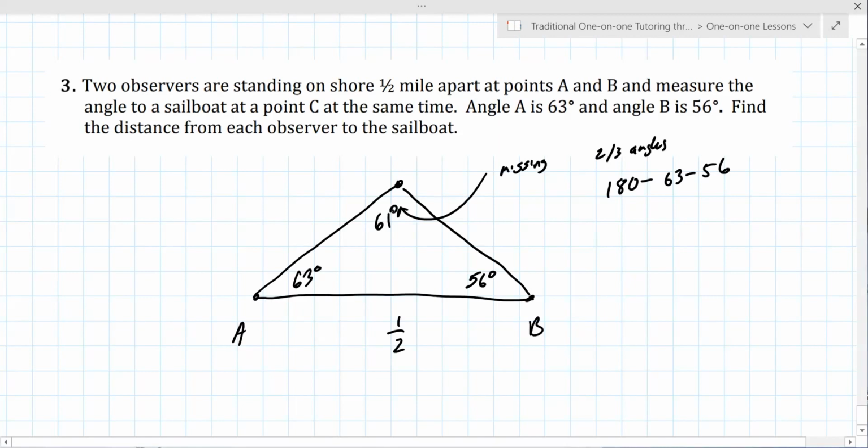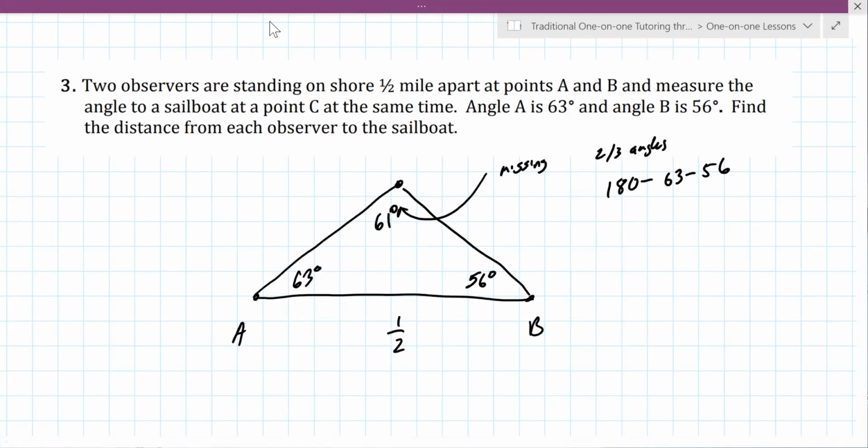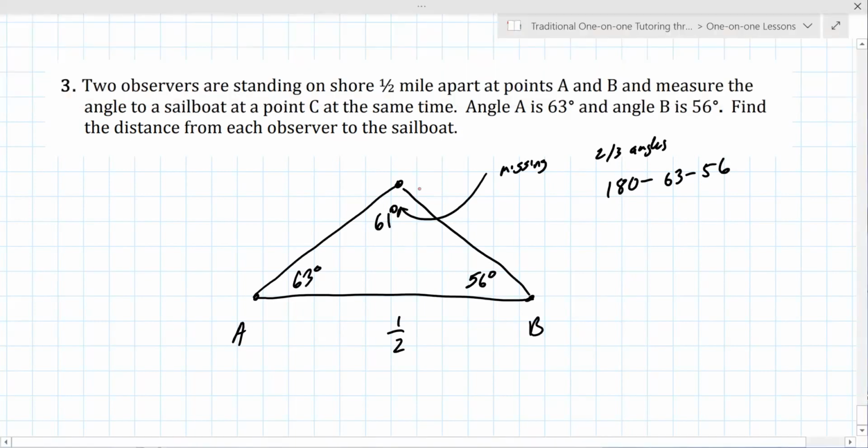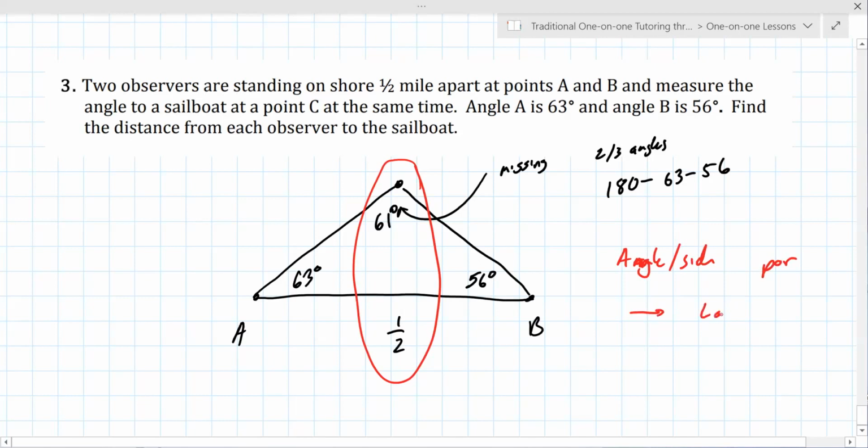Okay. And so whenever you're given, and this is my wording, you won't get this, but I call it an angle side pair. Angle side pair. That means you're going to use law of sines.